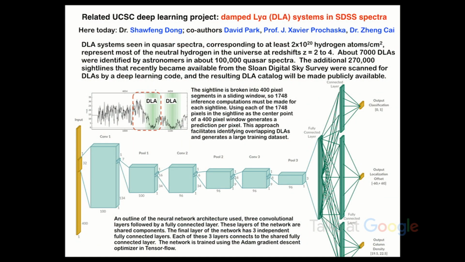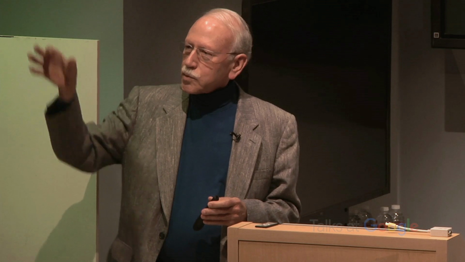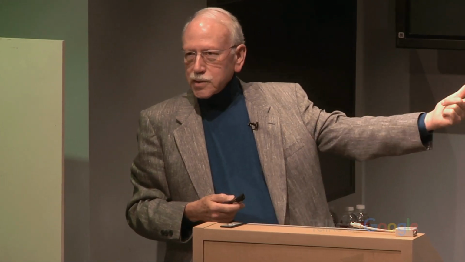And then the last project is finding damped Lyman alpha systems, DLAs, in Sloan Digital Sky Survey data. These are the big lumps of neutral hydrogen in the universe. The amount of hydrogen in the disk of a star-forming galaxy is about 2 times 10 to the 20 atoms of neutral hydrogen per square centimeter along the line of sight. You see these not because they emit strongly, they don't emit very strongly at all, but because they absorb light, especially the n=1 to n=2 transition, the Lyman alpha transition in neutral hydrogen. So a quasar gives us lots of light, and so we look in the spectra of quasars, and about 100,000 quasar spectra were analyzed by hand by many astronomers.